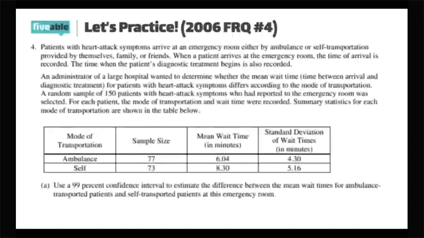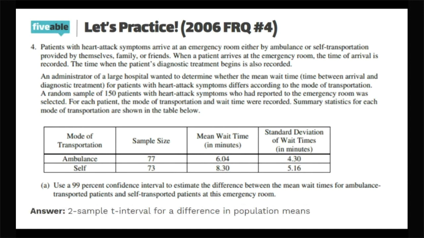Okay, I see two sample. All right, I'm loving the two sample T that I'm seeing. Two sample T interval, though, is the specific. Yep, they specifically asked for a confidence interval. So this would be a two sample T interval for a difference in population means. Difference in population means. Difference in means will also be okay.